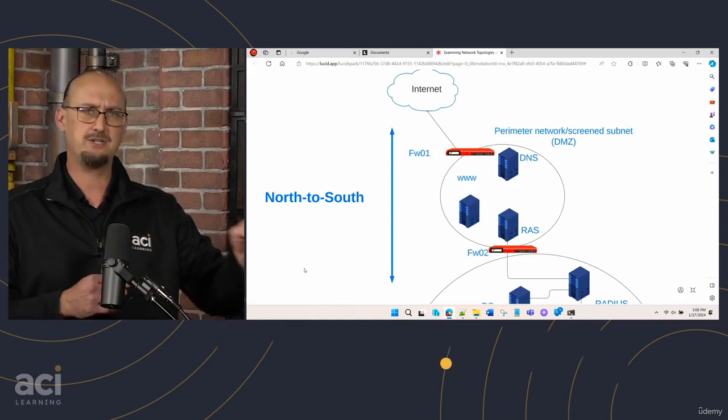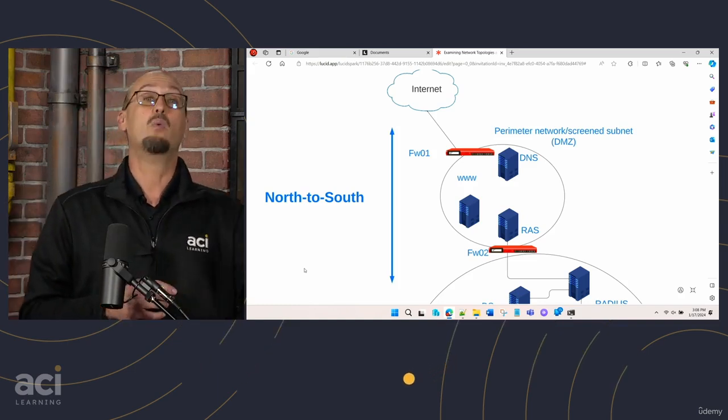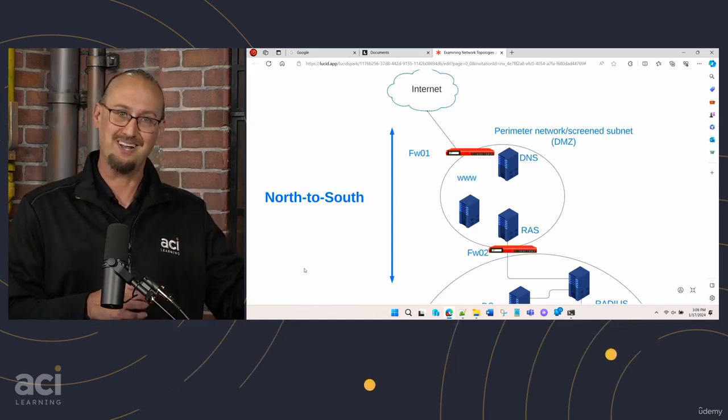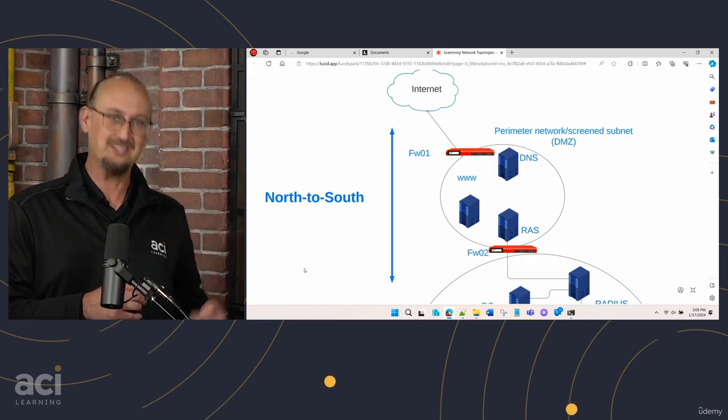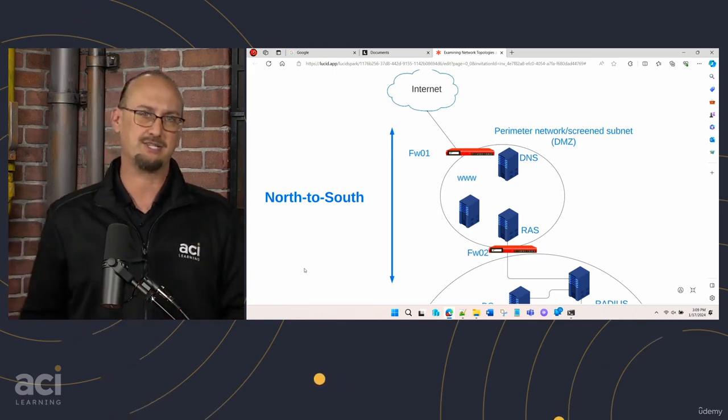In fact, Sophia, you mentioned the firewall. I really like that. What comes from the internal or an external network through your firewall into your network? That's a great way to put it. That's north to south traffic.